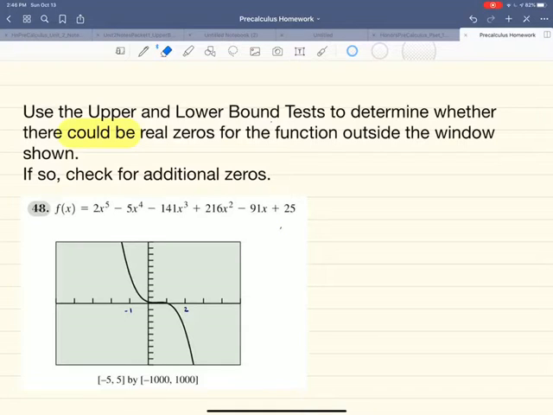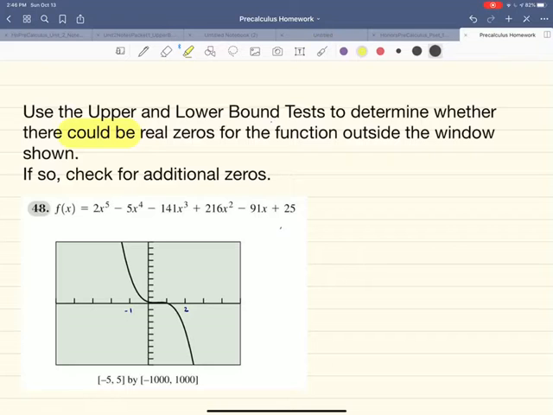In this problem, we'll use the upper and lower bound test to determine whether there could be real zeros for the function outside the window shown. If so, we'll check for additional zeros with Desmos. So let's look at this polynomial.